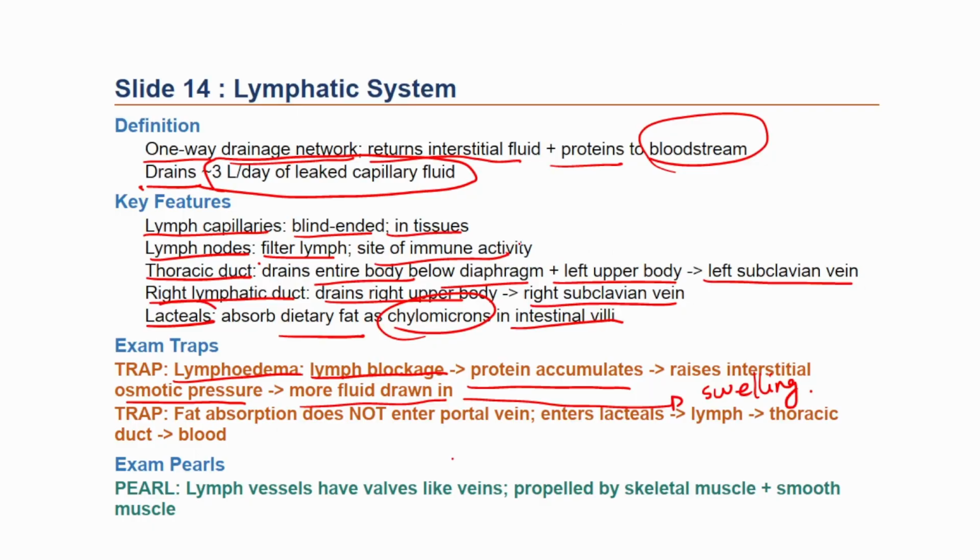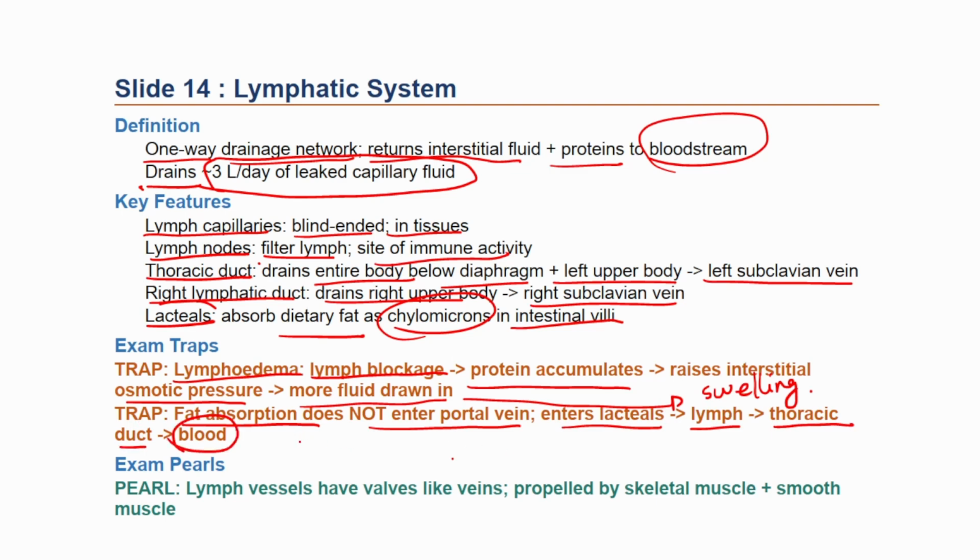Another major multiple choice trap targets the exact pathway of fat transport from a meal. Question options will try to trick you into stating that digested fats enter the hepatic portal vein to go straight to the liver like proteins or sugars do. Remember the strict rule highlighted on this slide. Fat absorption does not enter the portal vein. Instead, it enters local lacteals, moves through the lymph, travels up the thoracic duct, and empties directly into the blood via the subclavian vein.